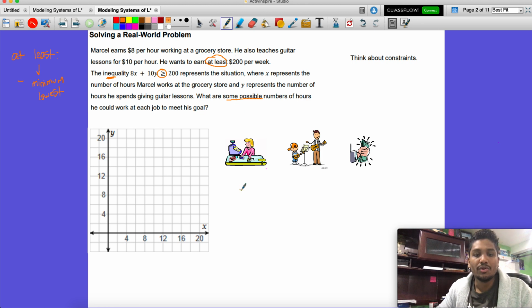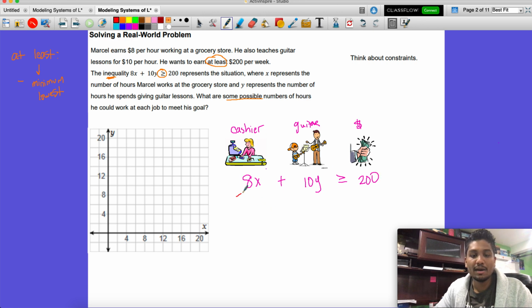So here's what we're going to do. I'm going to write this out so that we can understand how this works. Here's my cashier, here's my guitar lessons, and here is the amount of money that he needs to get. If we align this, we get 8x + 10y ≥ 200. What this is essentially saying is, this is the amount per hour, and this is the number of hours. So whenever you see a term like 8x, let's say I work 1 hour.